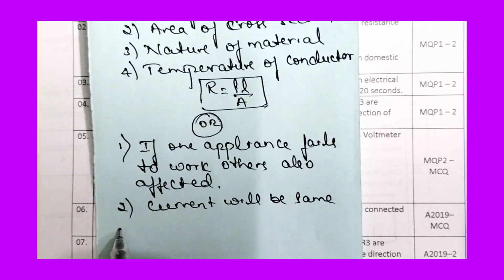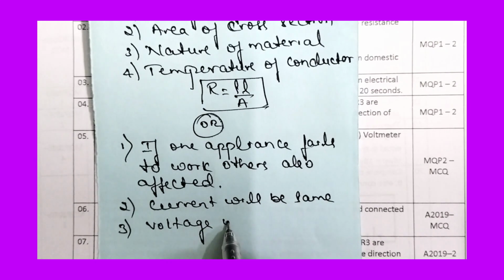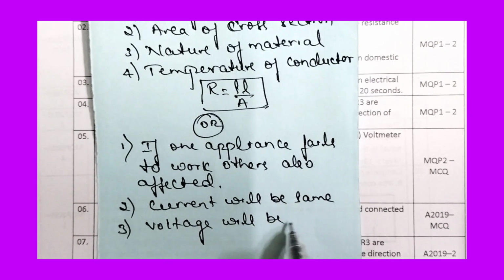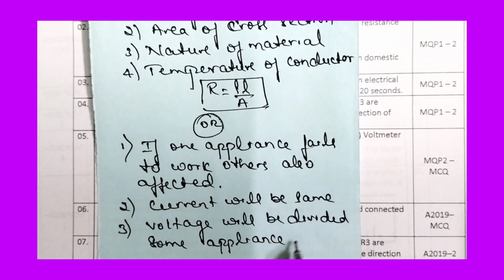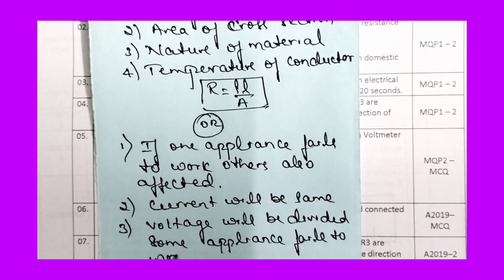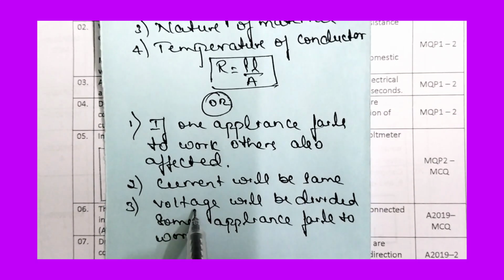So the current will be the same, so some appliances get more current and some get less current. The voltage will be divided. Since the voltage will be divided, some appliances fail to work, because they will not get sufficient voltage to run. So they will not run, they fail to work.